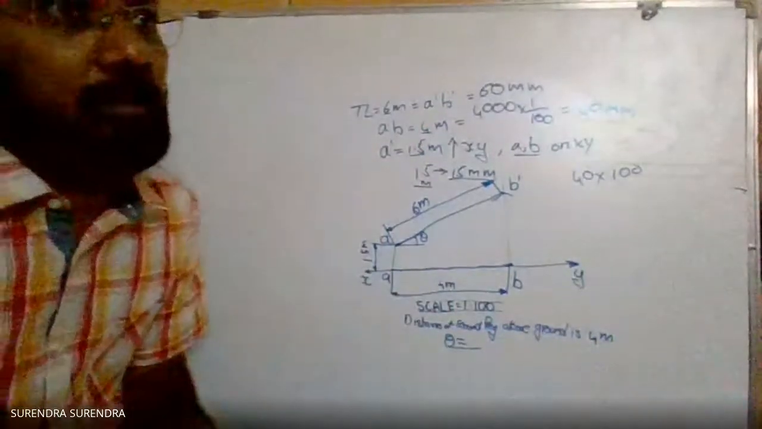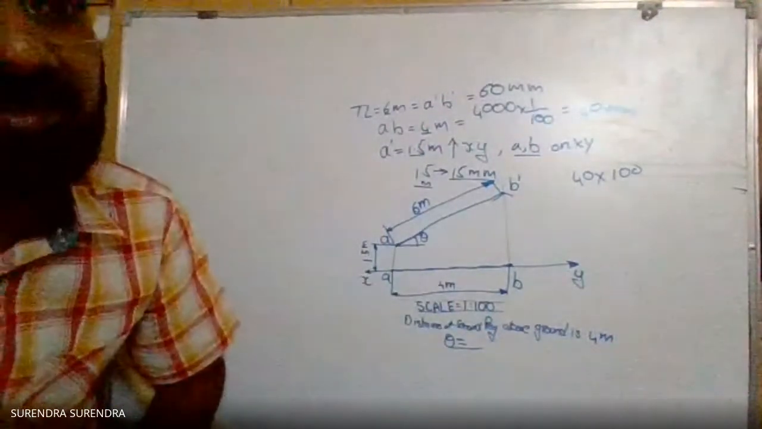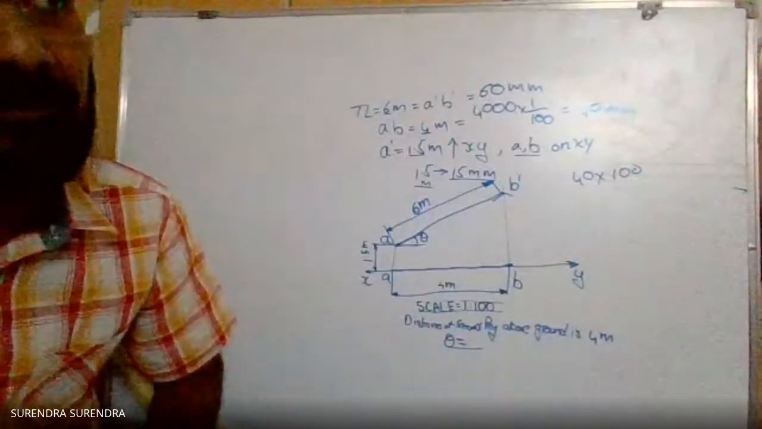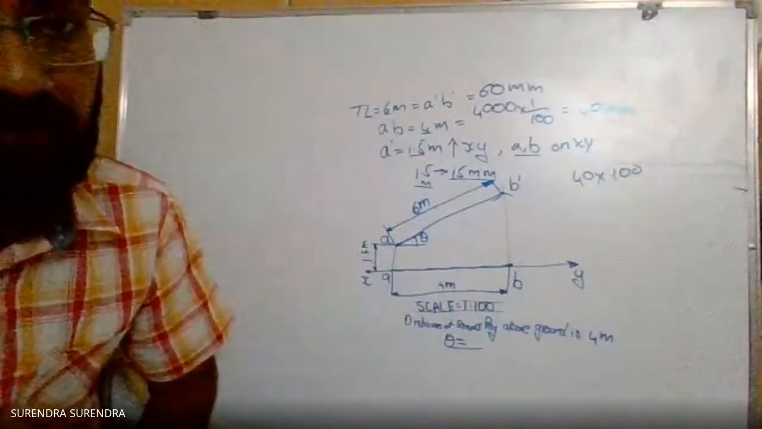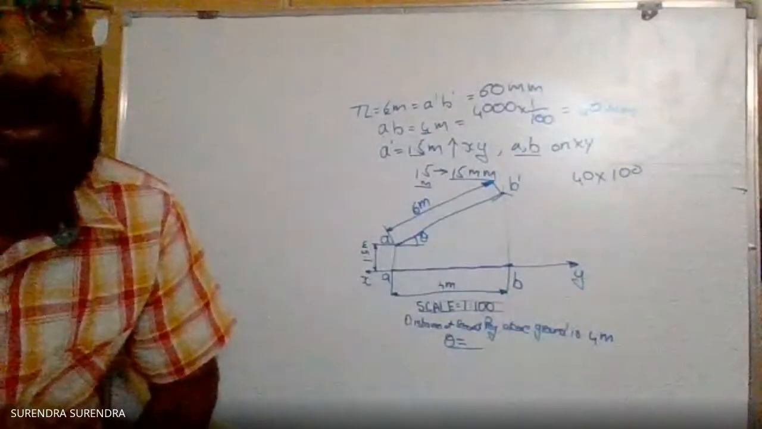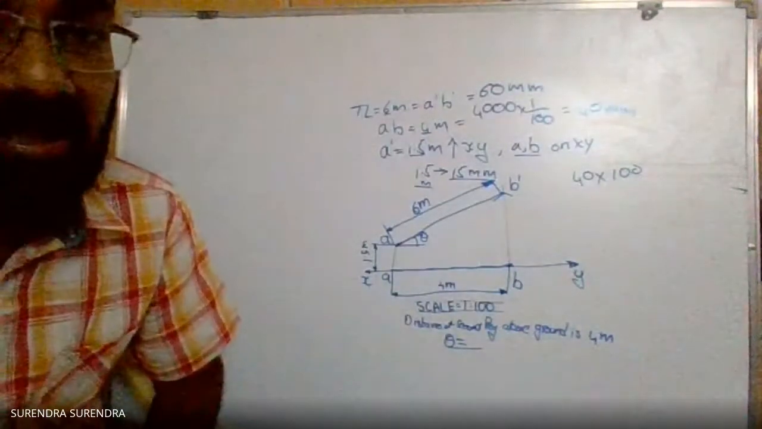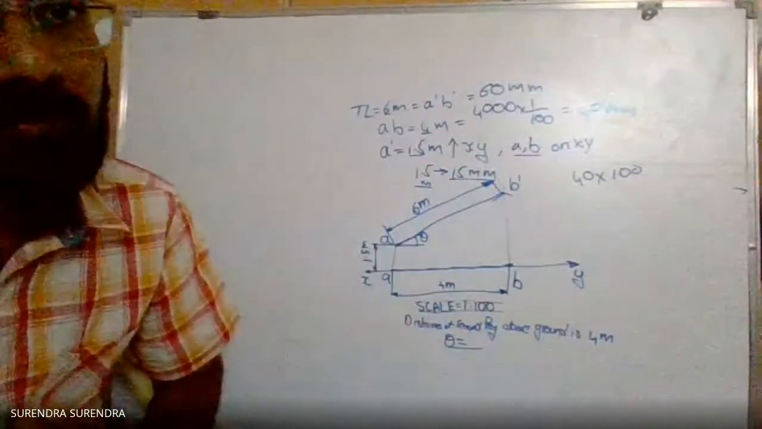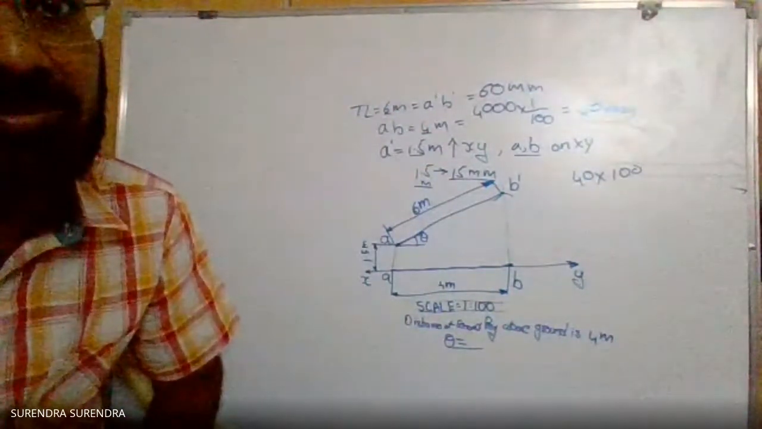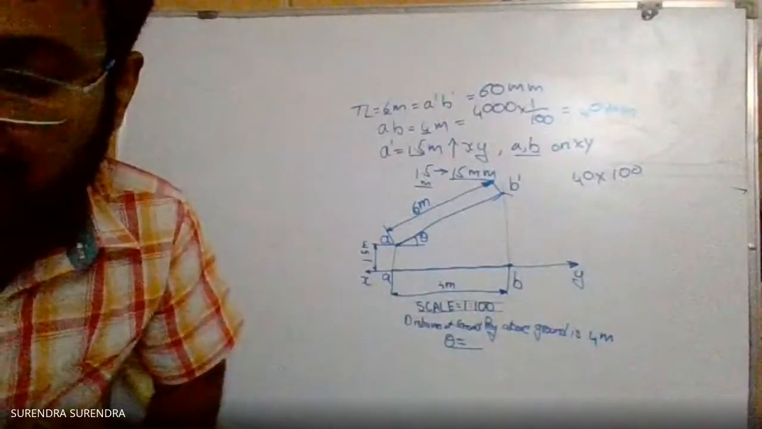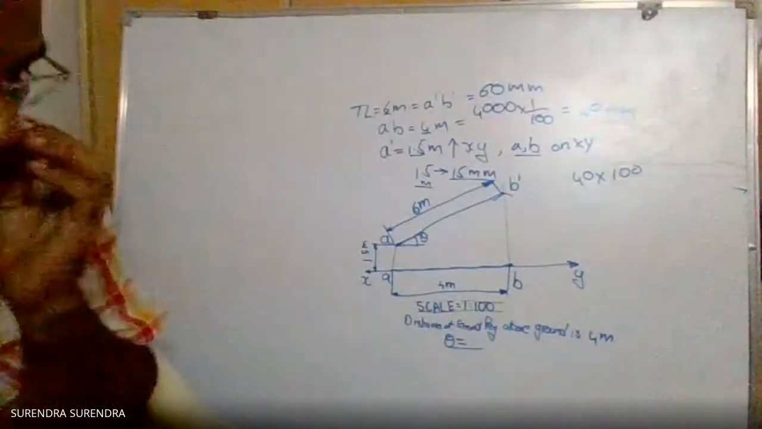So with this we completed projections of lines. 1 means the lines in simple position: either parallel to both the reference planes, or parallel to one reference plane and perpendicular to the other. Third condition is parallel to one reference plane and inclined to the other.